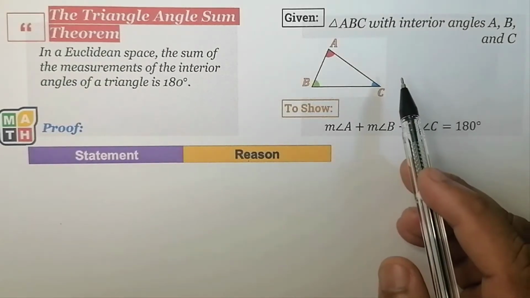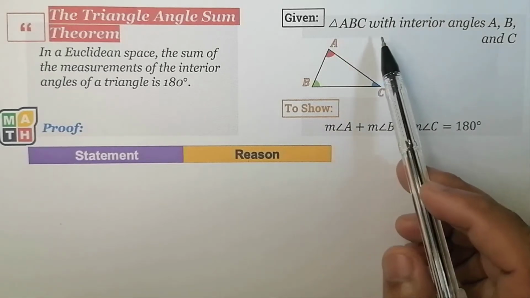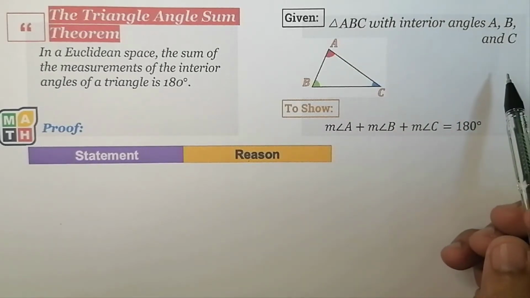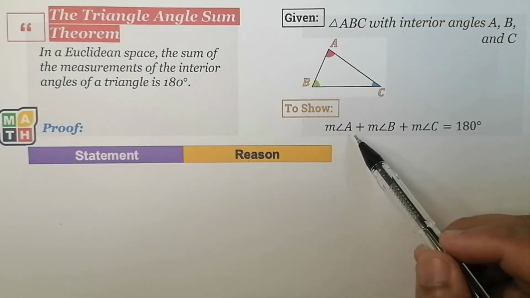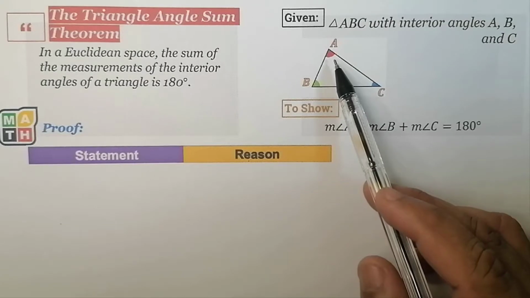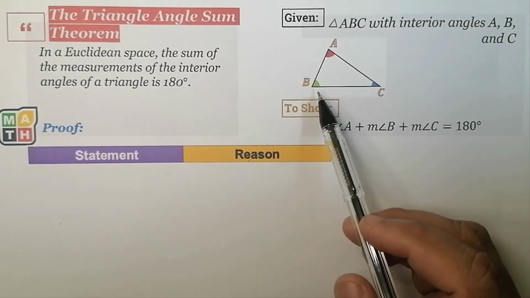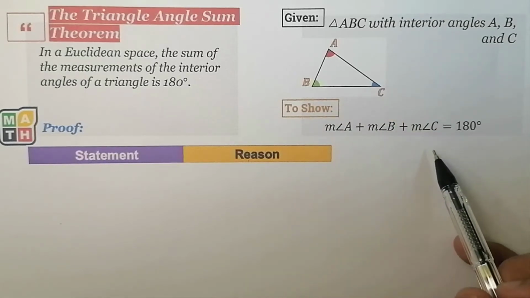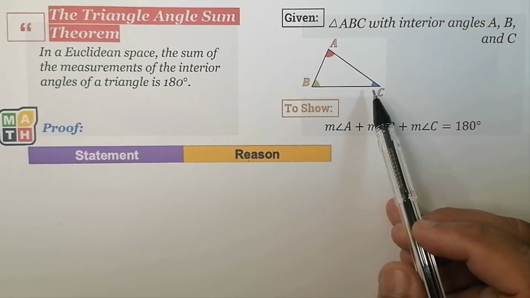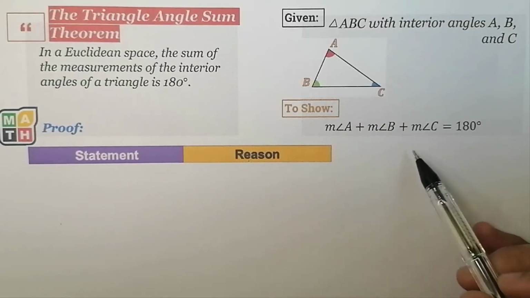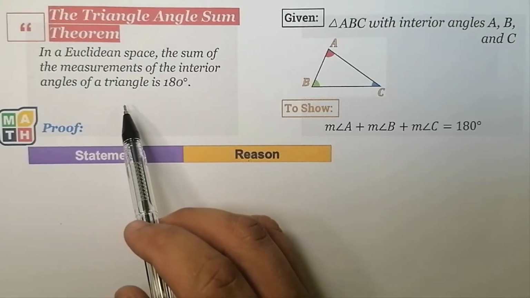We need to show it by using this given figure here. I have here triangle ABC with interior angles A, B, and C. With this, we need to show that the measurement of angle A, which corresponds to the red colored angle here, plus the measurement of angle B, which corresponds to the green colored interior angle here, and the measurement of angle C for the interior angle, blue colored angle here, if we're going to sum them up, they must be equal to 180 degrees as claimed by this theorem.